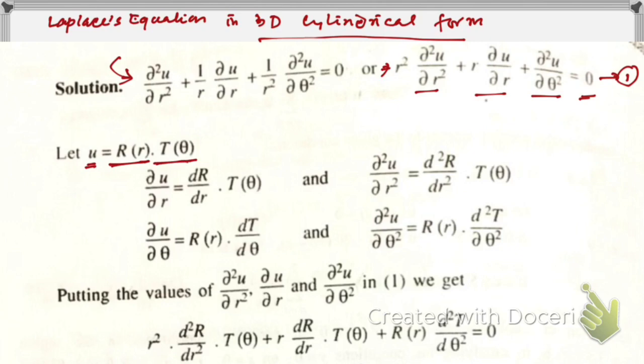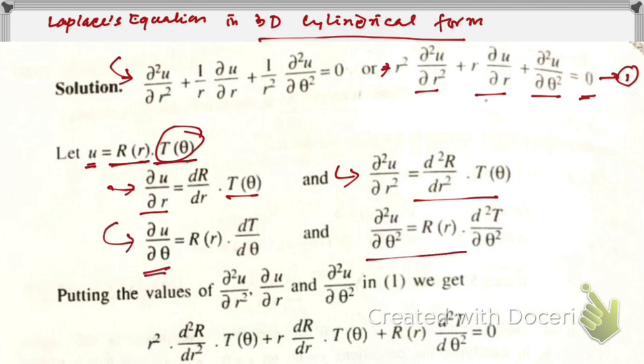If you find del u by del r, here we are differentiating with respect to small r, so capital T of theta will be taken as constant. Then we will get d capital R by d small r. Similarly, we can find the second order derivative as well, and we get this. Then similarly we can differentiate with respect to theta, and we get the second order derivative also. Now using these two values in equation number 1, this equation takes this form. If you simplify this equation, let me go to the next slide.